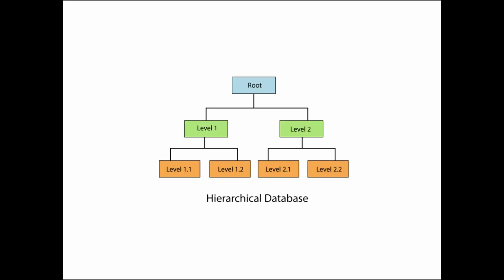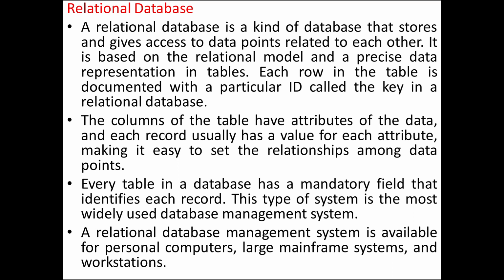Relational database. A relational database is a kind of database that stores and gives access to data points that relate to each other. It is based on the relational model and a precise data representation in tables. Each row in a table is documented with a particular ID, called the key in the relational database. The columns of the table may have the attributes of the data, and each record usually has a value for each attribute, making it easy to set the relationship among the data points.